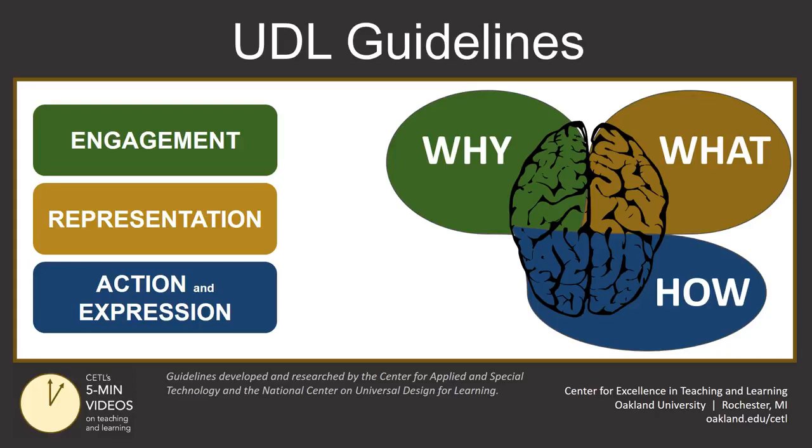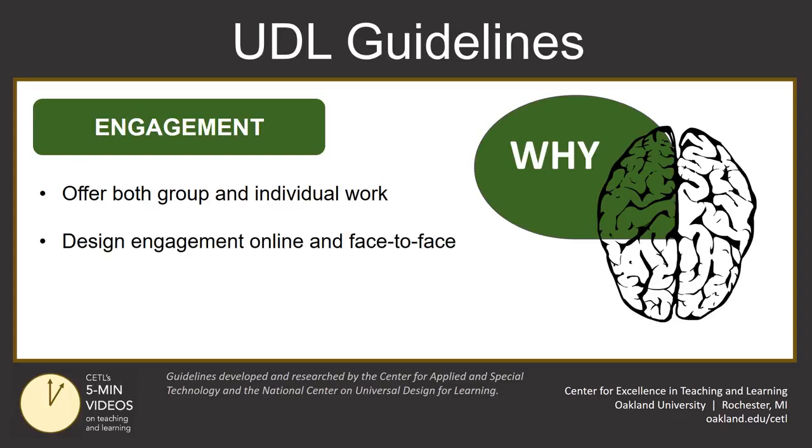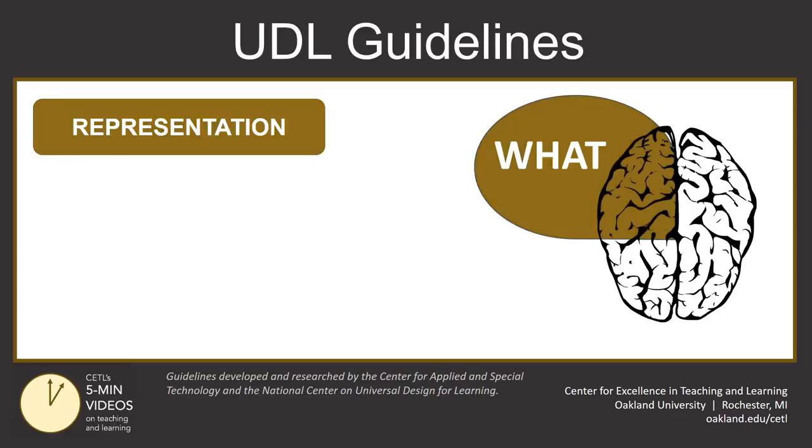So what might each of these principles look like in practice? We'll dive into each concept in its own video, but here's an overview of how instructors across disciplines can start to think about providing multiple means of engagement, representation, and expression in learning interactions with students. To motivate learners and give them a purpose, you can offer both group and individual work throughout a course, design opportunities for engagement and discussion online and face-to-face, and allow them to choose topics within an assignment's defined parameters based on their own interests.